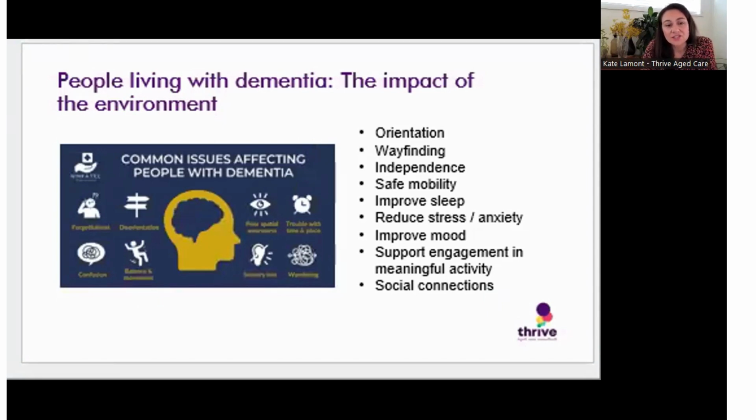We can't change the way that information is being processed by their brains, but we can adapt the environment to have a more positive impact on supporting them to process information, to receive the information, and to navigate their environment. So the environment can really be a threat, or it can be an opportunity for someone living with dementia. And that really depends on what we do to support them in that environment.